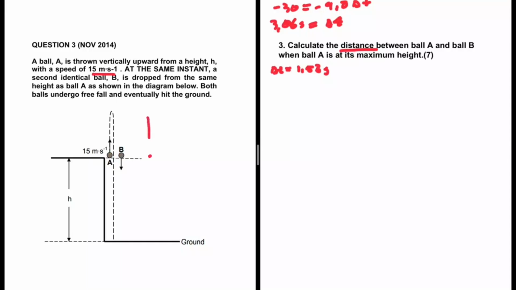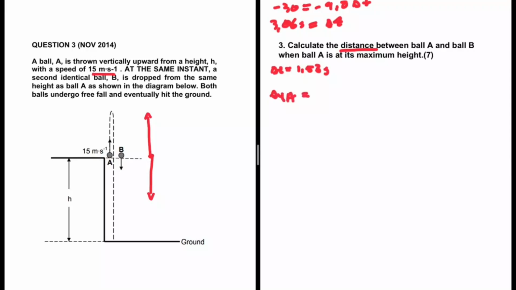So let's take a look. We have ball A going upwards to reach its maximum height. And then ball B is dropped, so it is going downwards, and we're interested in the displacement of A and B in 1.53 seconds. Let's start with the displacement of ball A.